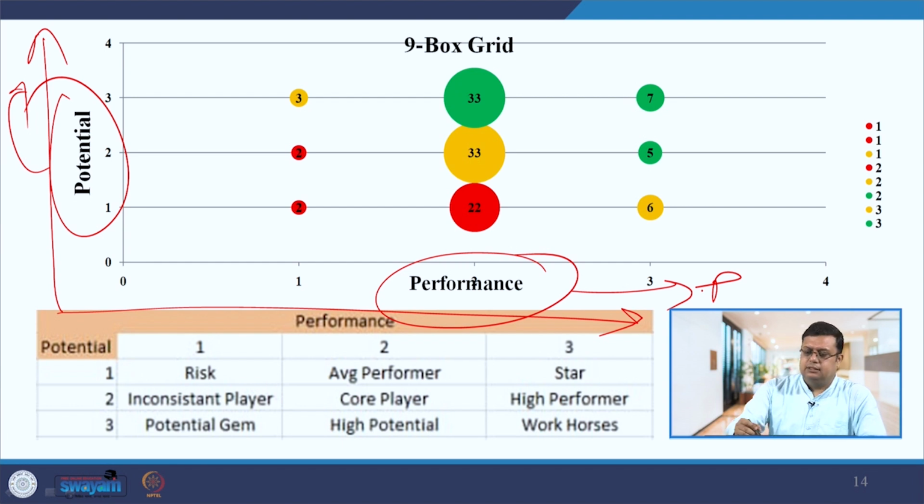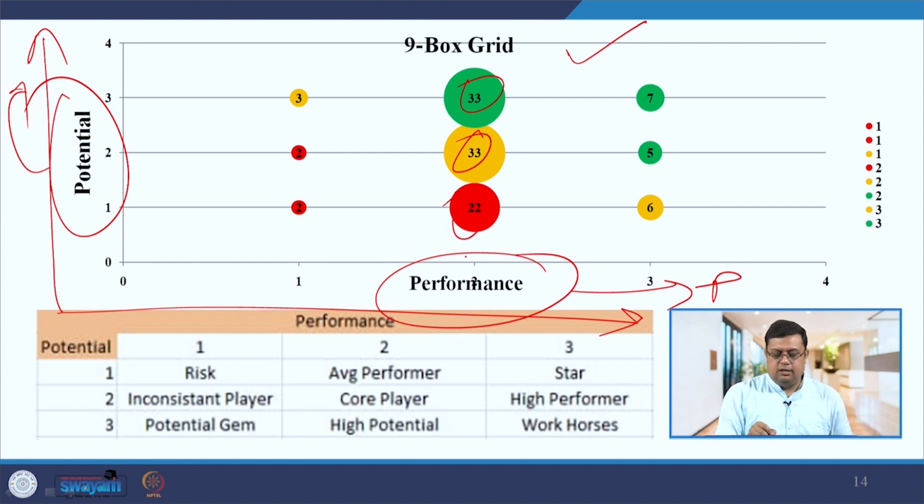By using this 9 box grid, you can tell these many people have this level of potential and performance, but we required this level. So, this skill gap also you can present through this one. Here is the average performer, core performer, high performer. That is the nomenclature of this 9 box, and category wise you can write the number of employees. Here you can see 33, 33, 22.